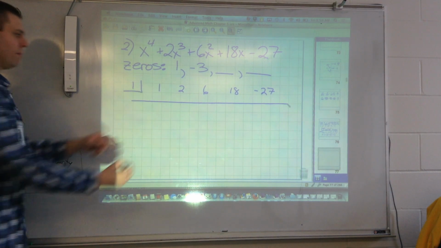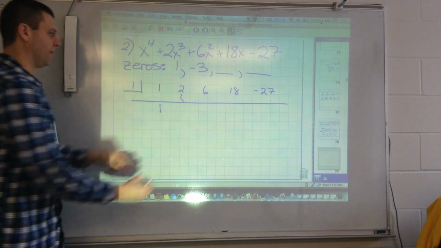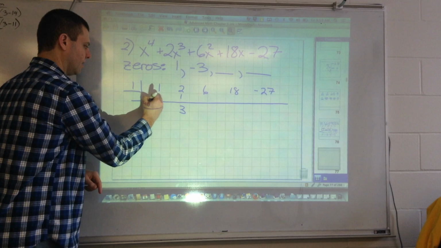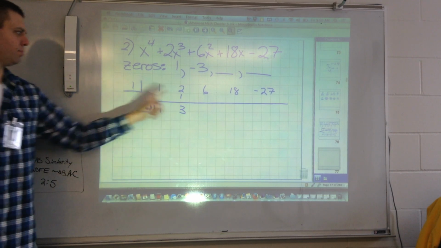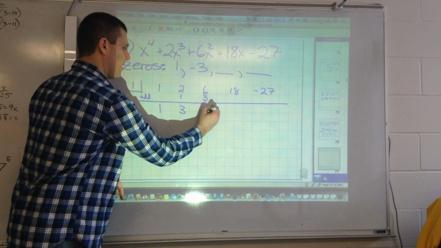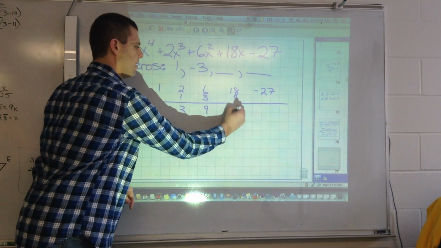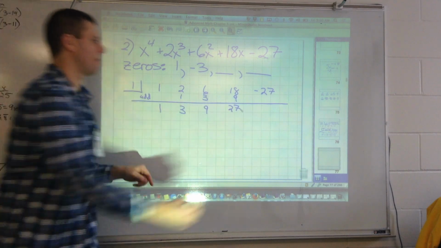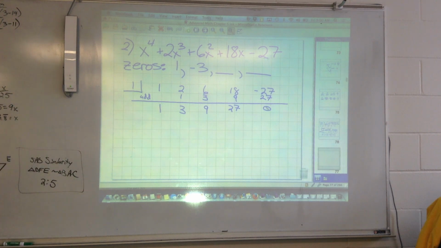Take the first number, I drop it below the line. 1 times 1 gives me 1, I put it here, and then I add. I'm always adding. Multiply this number here by the number in the box, put it underneath 6. Add. Add. And unless you did it wrong, you should always get 0 back here. Okay? Ask your questions.